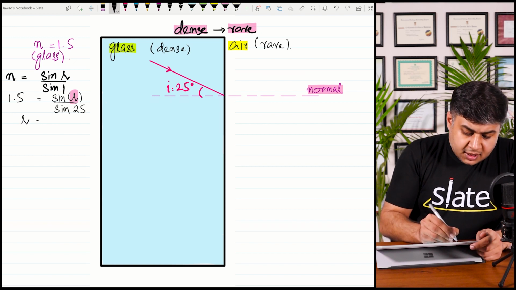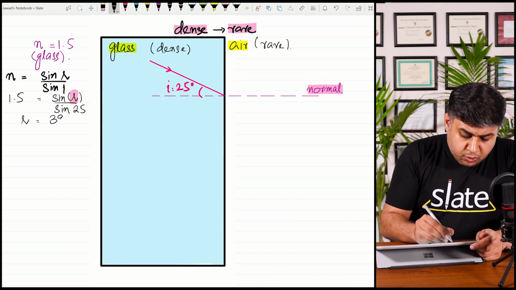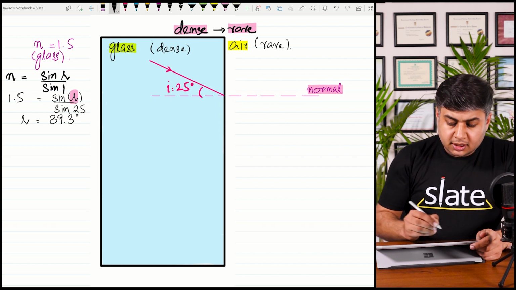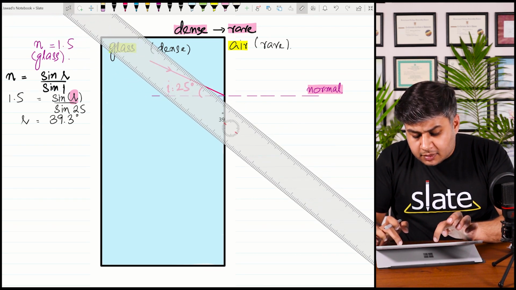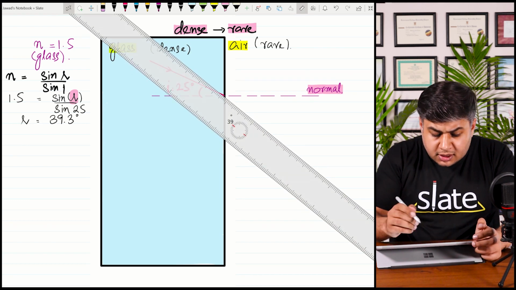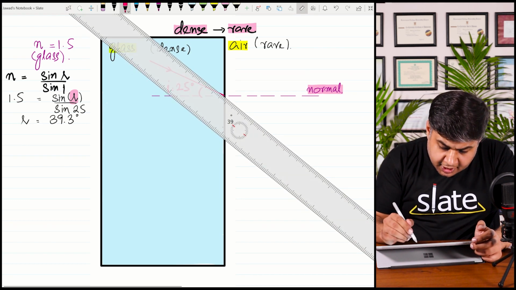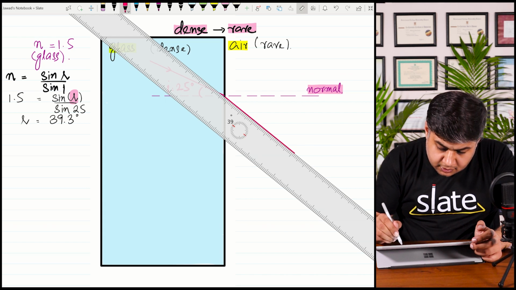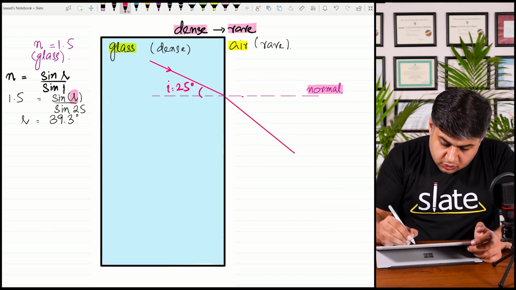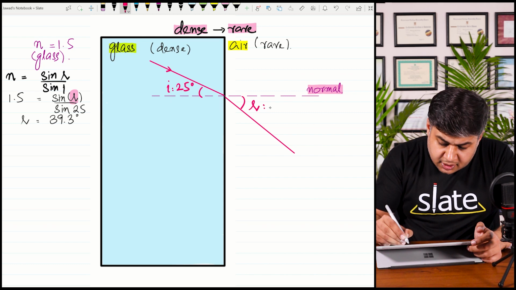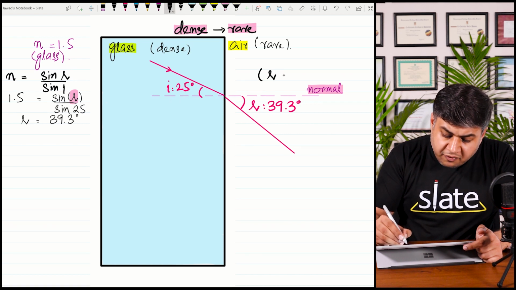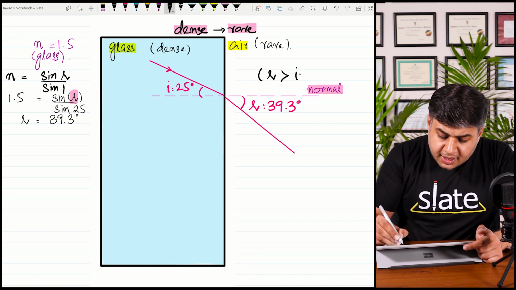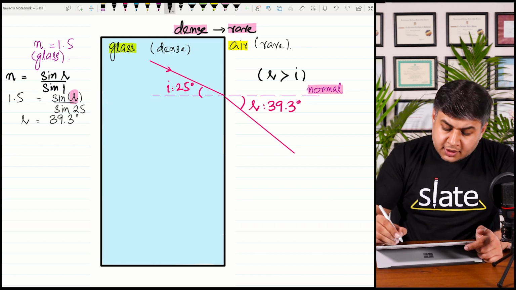Angle of refraction is equal to 39.3 degrees. So I am drawing a refracted ray here, and you can see the angle on my ruler is appearing as 39 degrees. So in this case, angle of refraction is equal to 39.3 degrees. Okay? We can clearly see that angle of refraction is greater than angle of incidence. So this was case 1.